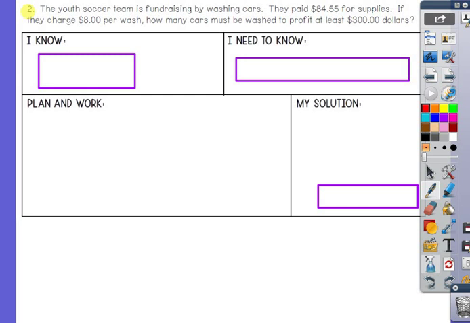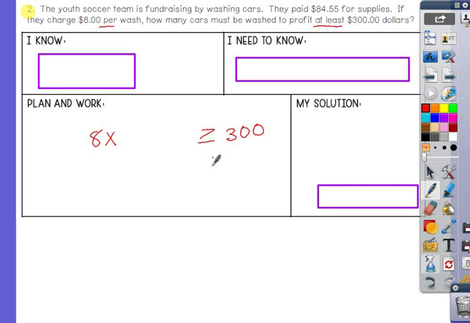Okay, what are some key words you see? Per. What number is next to per? 8. So I know there's an 8x in my problem somewhere. Any other key words? At least. They want to earn at least how much? $300. Do you think they're going to care if they make more than $300? No. So they're okay with making greater than $300. Can they make exactly $300? Yes.